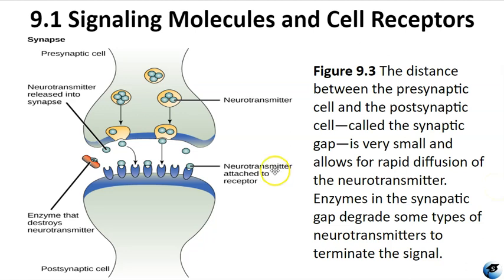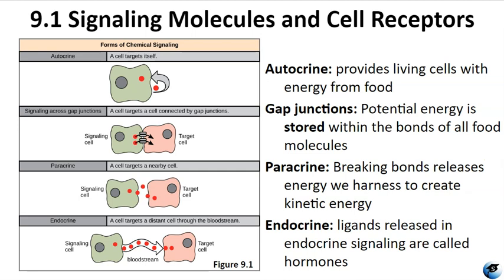So that was a lot, but it's illustrated beautifully in this figure, and it is just one example of paracrine signaling. Now let's go back and discuss endocrine signaling. This type of signaling involves cells sending messages to distant cells in the body.